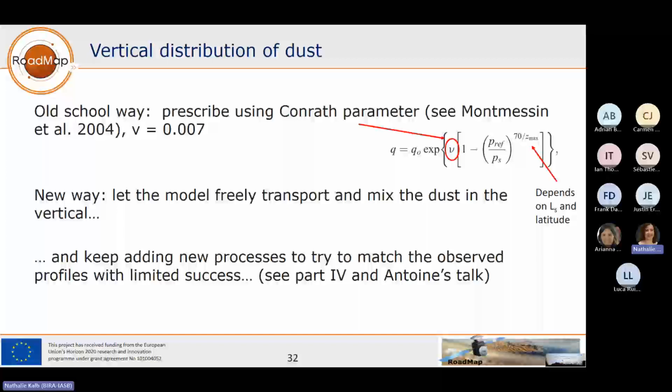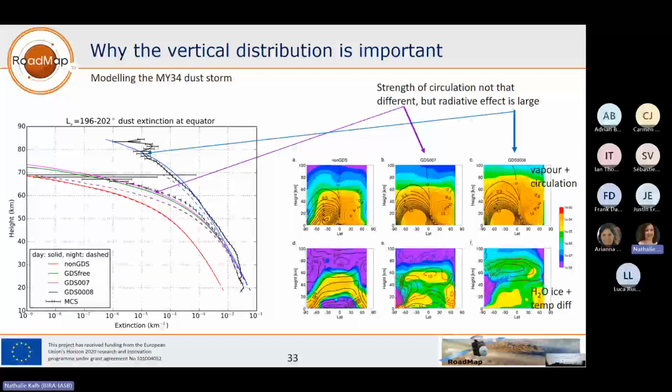That's the old way. Now, most models are confident enough that they let the dust transport and mix in the vertical on their own, but that doesn't always match the observations. So we're often adding new processes to try and see what it is that gets the dust into certain vertical distributions. I'll talk about that later. But I wanted to stress how important it is to get it right.